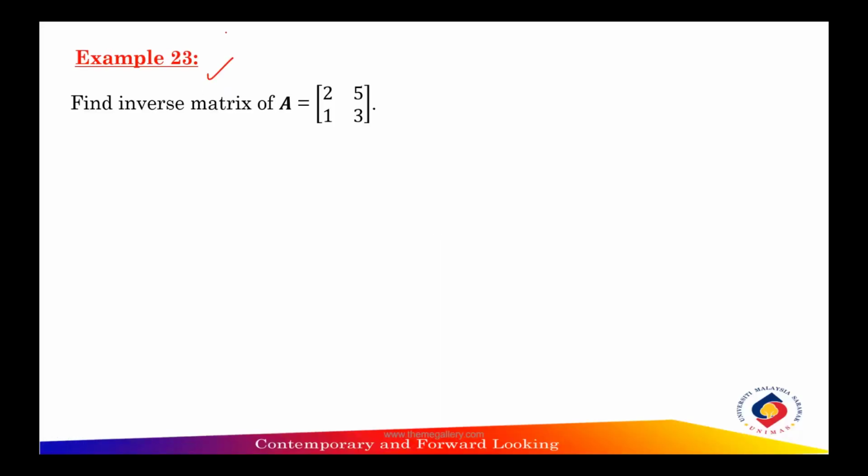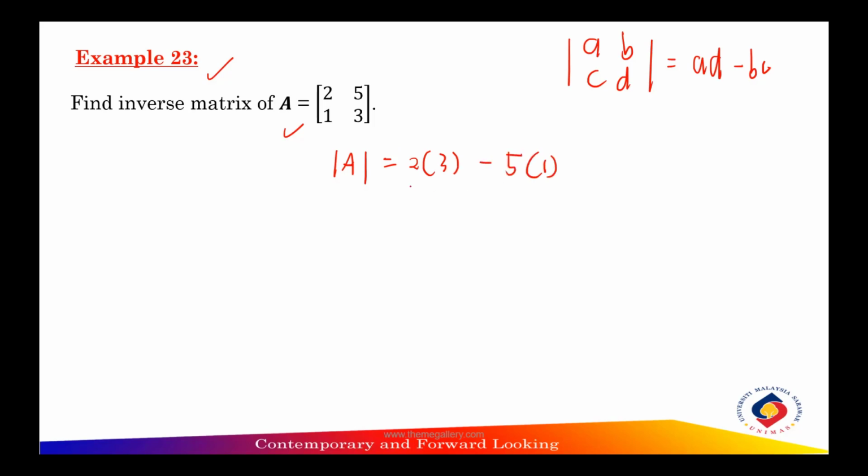Now look at example 23. You are given matrix A with elements 2, 5, 1, 3. To get the inverse of matrix A, I will start by finding the determinant of matrix A. In general, if matrix A is given by A, B, C, D, then the determinant is given by A times D minus B times C. So to get the determinant of matrix A here, I will apply 2 times 3 minus 5 times 1. Then I will get 6 minus 5, and the determinant of matrix A is 1.